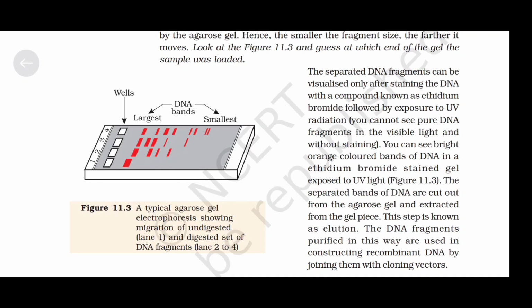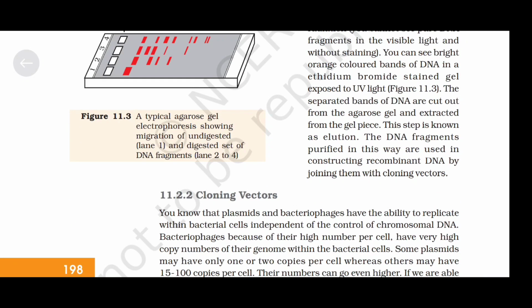The separated bands of DNA are cut out from the agarose gel and extracted from the gel piece. This step is known as elution. The DNA fragments purified in this way are used in constructing recombinant DNA by joining them with cloning vectors.